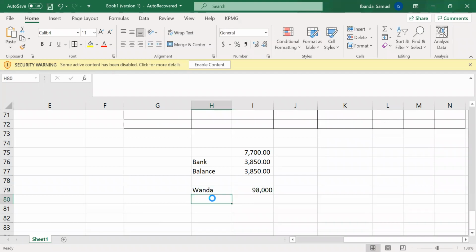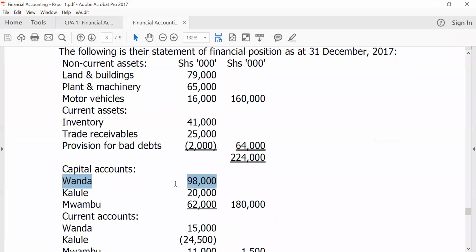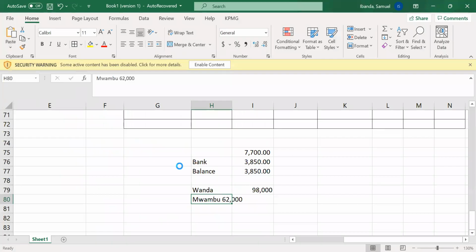So this is 98, that is Wanda. And then the other one is Kalule. No, Kalule we are leaving out; the other one is Mambo. Kalule has paid off his obligation, so he's insolvent. We are going to, now we have this.